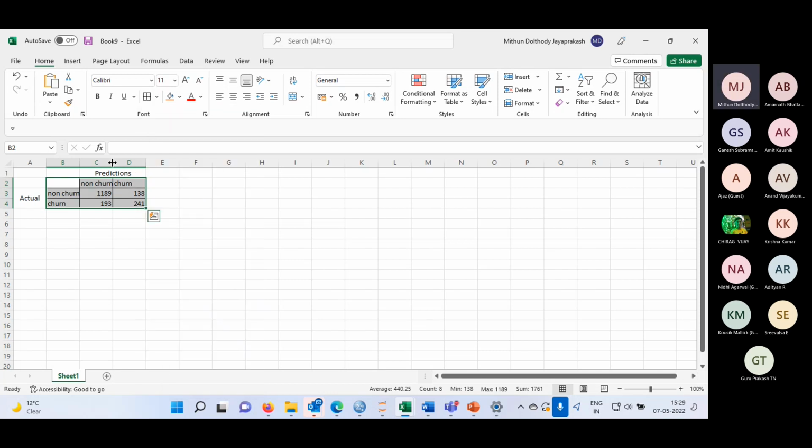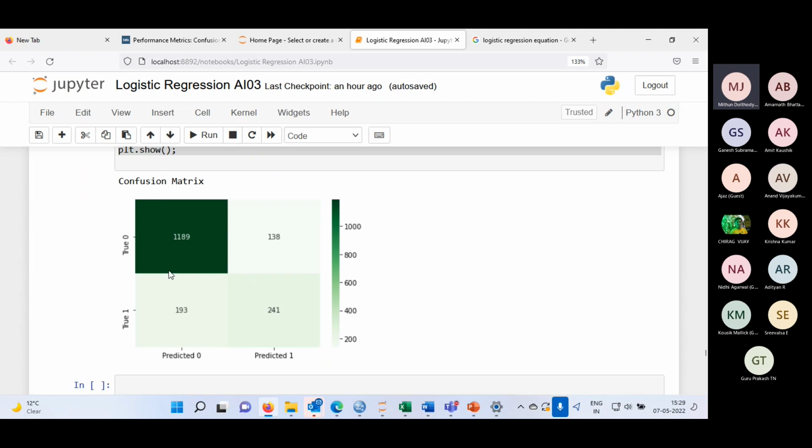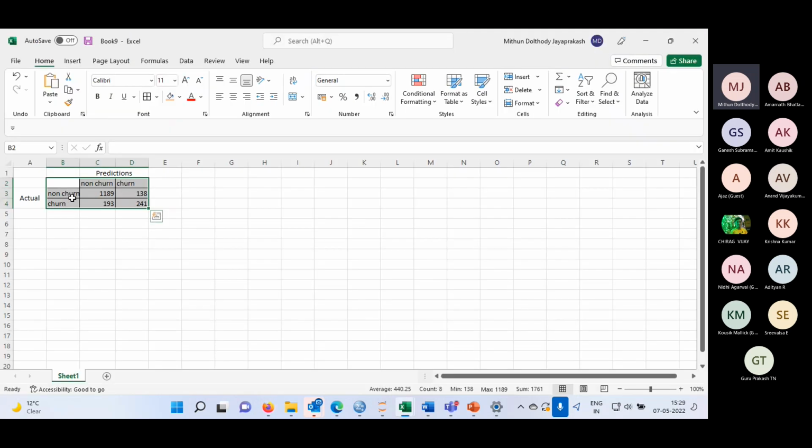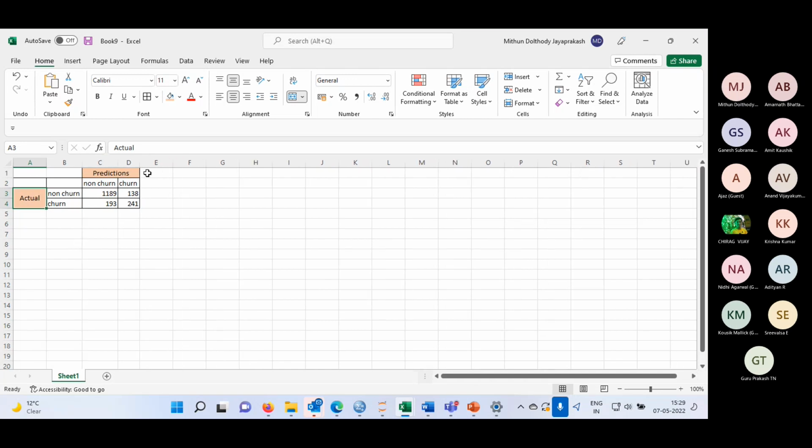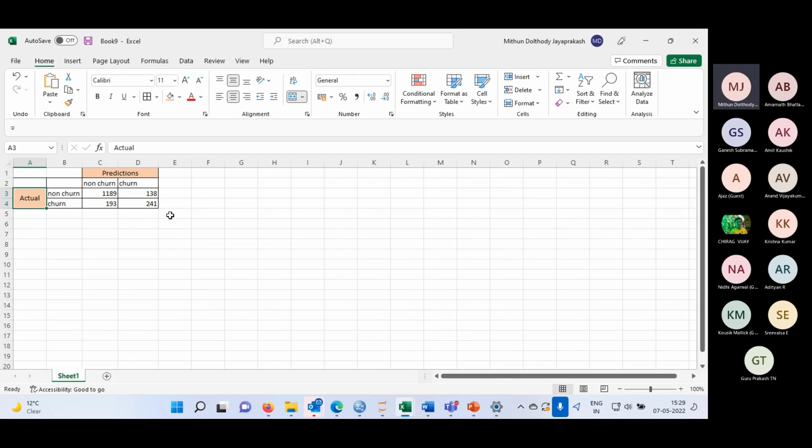Are we clear with this, guys? Let me just double check this. So true 0 is nothing but non-churners. 1 is nothing but churners. So this is the actual category, right? And along the column, what do I have? Predicted category. So these are my predictions. This is the heading, correct? Are we clear with this? Right. Now, what is the category which is of interest to us?